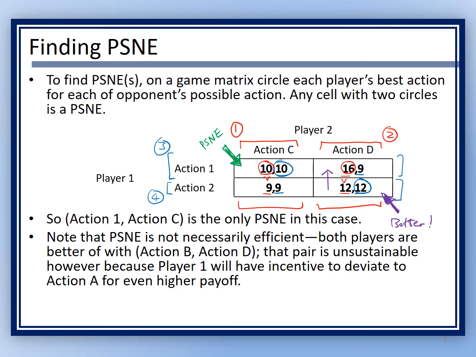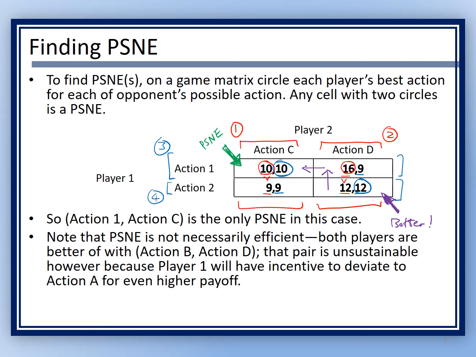Once he switched, what would player 2 do? Player 2 would look at the situation and say, well, if player 1 is going to switch, then I would be better off switching from D to C because I get 10 instead of 9. So player 2 is going to switch also. And you get back to the stable outcome when neither of them wants to change, right?